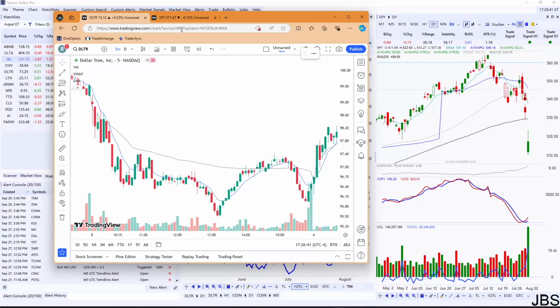But yeah, that's how I would trade DLTR on that day. Get in here and take gains into strength. And if it doesn't work out, scratch out of the trade. You have a nice chance to get out of the trade also later in the day.